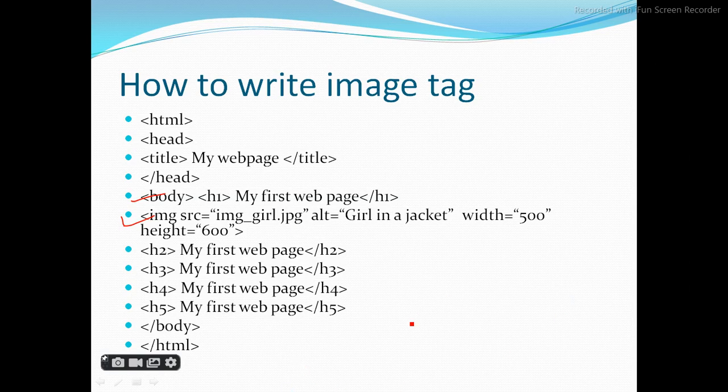So image girl.jpg. Alternative, girl in jacket, means we have given two images, this one and this one. If the user is not able to find one image, then he will get another thing. Means we should have some alternative if we are not getting the thing. And we want to set the width of the image as 500 and the height as 600. Now we will use other heading tags like h2, h3, h4, h5, h6. So we will write this, and at last we have to close the body tag and html tag.